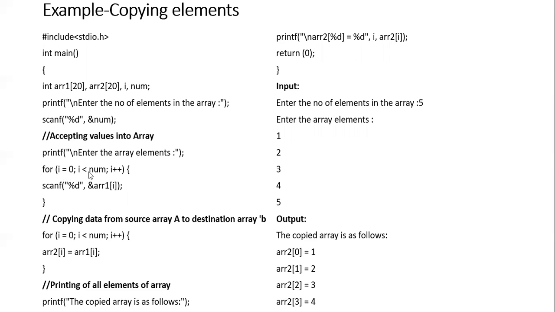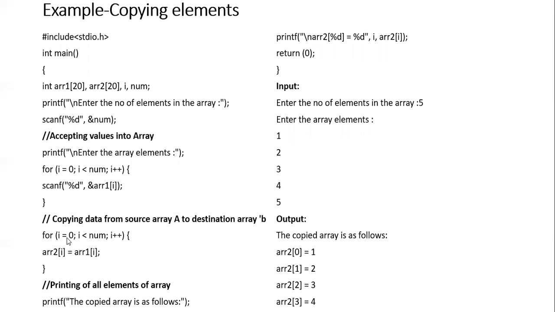i is equal to 0, i less than number. I have given here as num. If I give n, I have to give n here. So using the for loop, I'm going to get each element one by one. So I have got the elements as 1, 2, 3, 4, and 5. Now my array A is having some sort of elements, and now I'm going to copy it into an array called B.